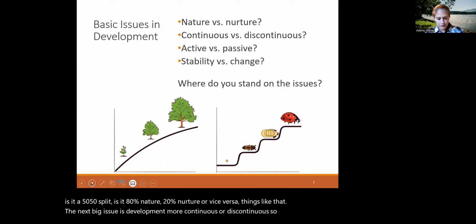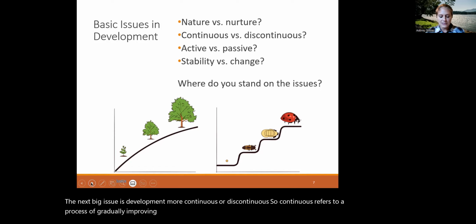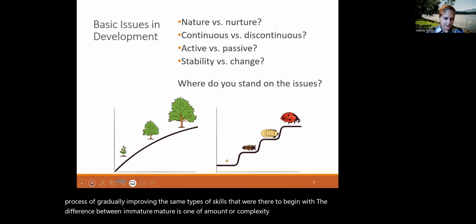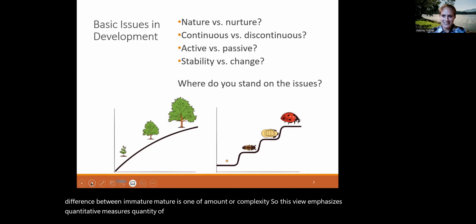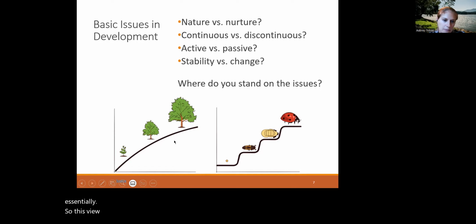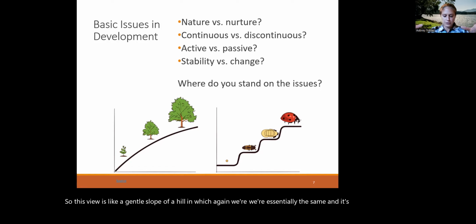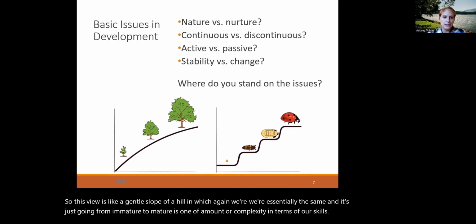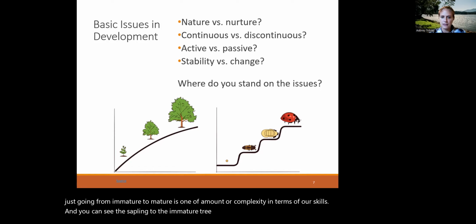So continuous refers to a process of gradually improving the same types of skills that were there to begin with. The difference between immature and mature is one of amount or complexity. So this view emphasizes quantitative measures, quantity being kind of the root of quantitative. So looking at number, amount, frequency, anything we can assign a numerical value to, essentially. So this view is like a gentle slope of a hill, in which, again, we're essentially the same, and going from immature to mature is one of amount or complexity in terms of our skills. And you can see the sapling to the immature tree to a more mature tree in the picture there.